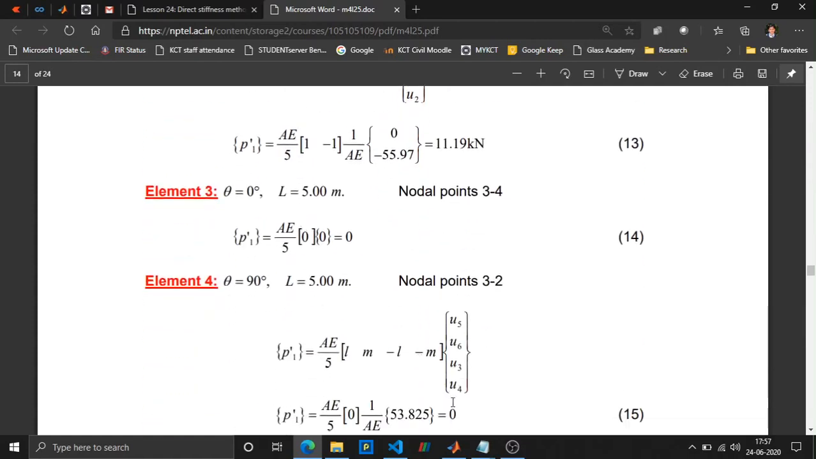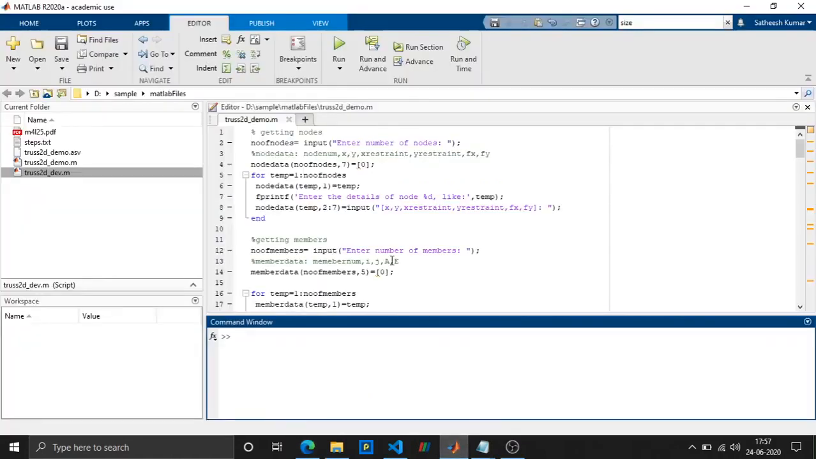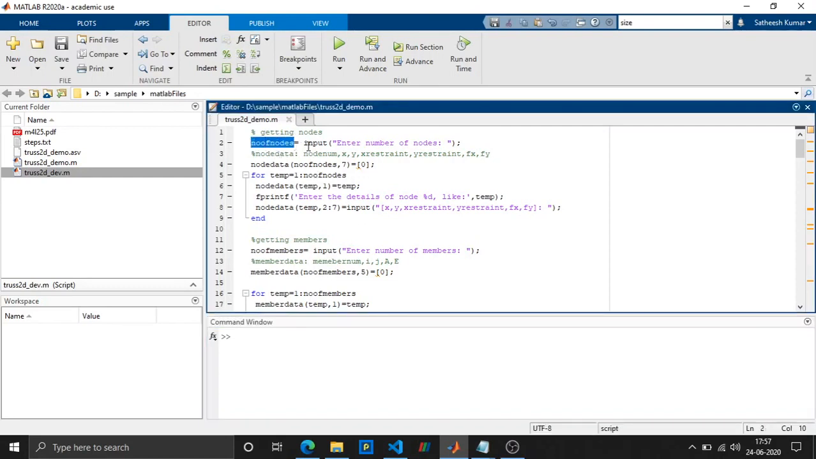So now let us see the MATLAB program. In this MATLAB program, the first step is the number of nodes. The number of nodes is taken as input from the user. So using this number of nodes, a node data array is generated with the number of nodes as the rows and 7 columns. These 7 columns are the node number, x, y, x restraint, y restraint, fx and fy.